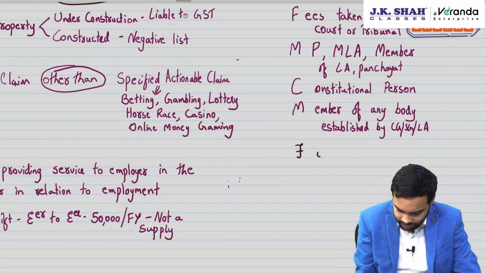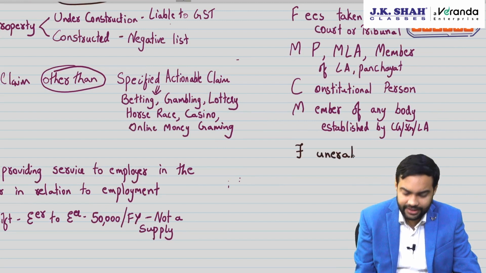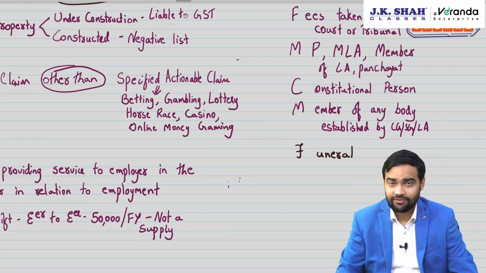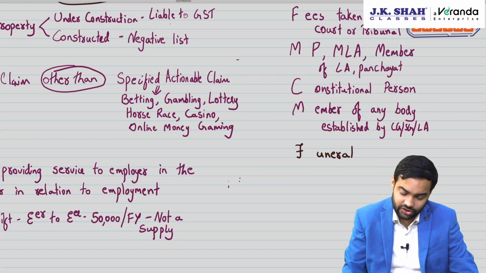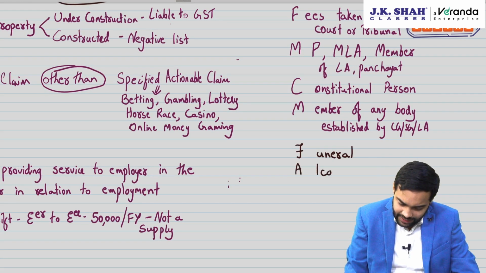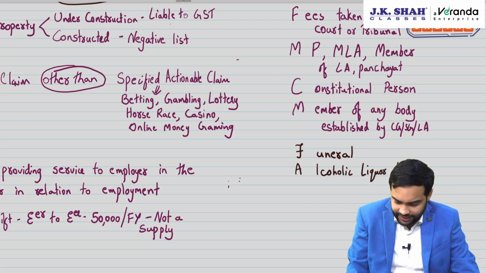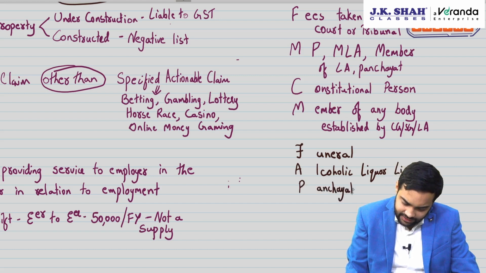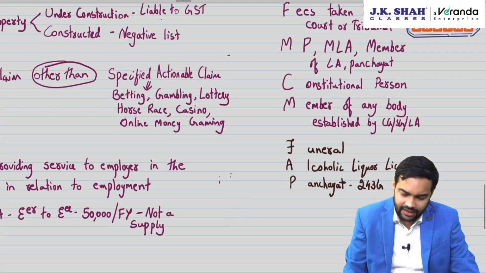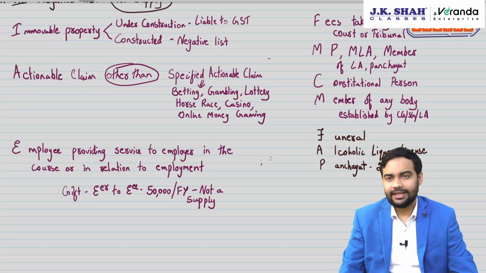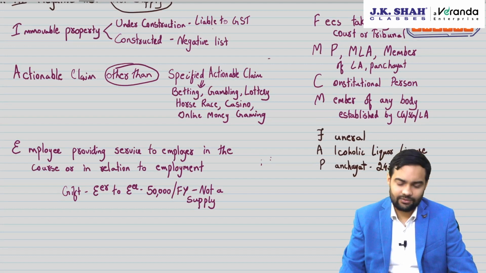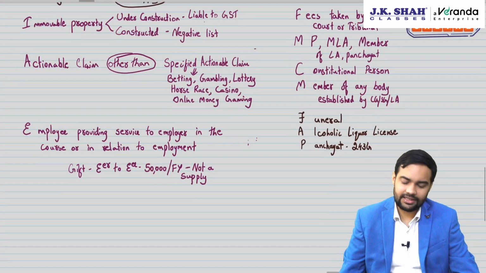And finally, we have funeral, burial, crematorium, mortuary, including transportation of deceased. Remember crematorium, mortuary carefully. Then you have alcoholic liquor license. And finally, panchayat providing any service under Article 243G of the Constitution as to be provided by the local authority. GST would not be applicable on all these transactions.